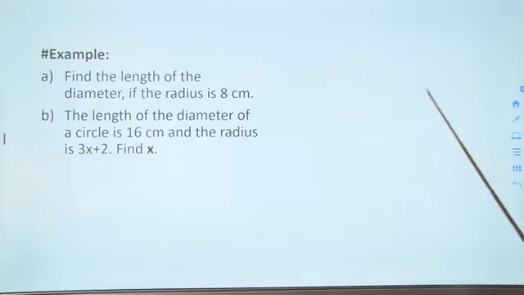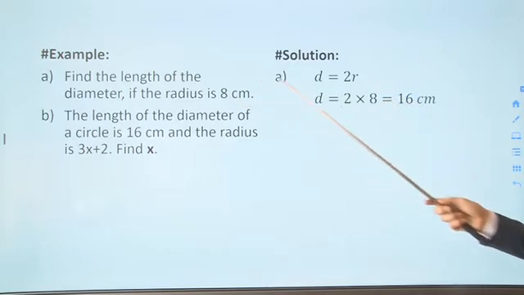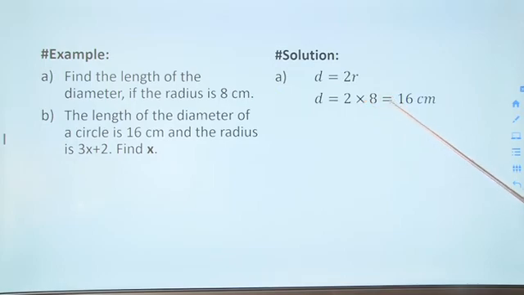First question, we know that diameter is equal to 2 radiuses, 2 times radius. So plug in radius 8 centimeters because it's given there. So diameter is equal to 2 times 8, that is 16 centimeters.